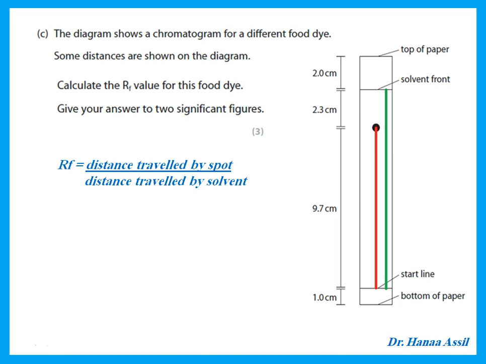So the distance traveled by the spot is 9.7. The distance traveled by the solvent is the 9.7 plus the 2.3 because I have to go up to the solvent front. So the answer for this is 0.808. But this is not my answer because he said give your answer to 2 significant figures. 2 significant figures means I should round this number so that it will become 0.81. Remember that by rounding up, it has to be 0.81, not 0.80. So that is my answer.